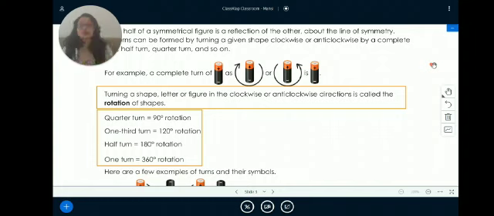Now my question to you is, can you tell me how much will be the 3/4 rotation? What will be the degree of 3/4 rotation? We know quarter is 90, half is 180 and full is 360 degree rotation. You have to find out how many degrees are 3/4 rotation. Interesting?